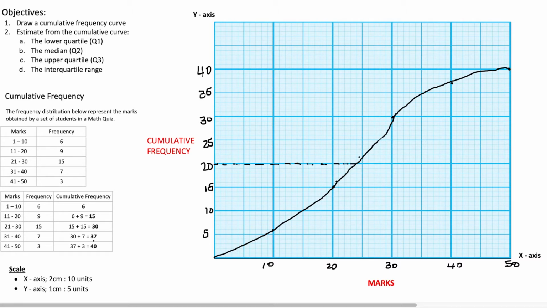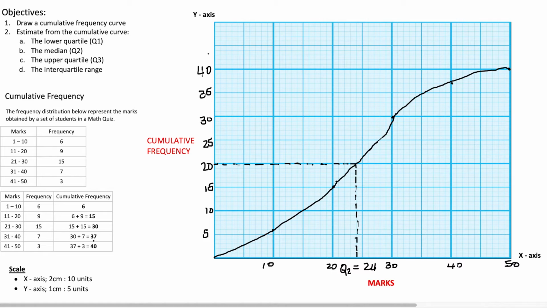When we meet the curve, we make a vertical line going down to find the location of the median. Therefore the median, which is Q2, is equal to 24.